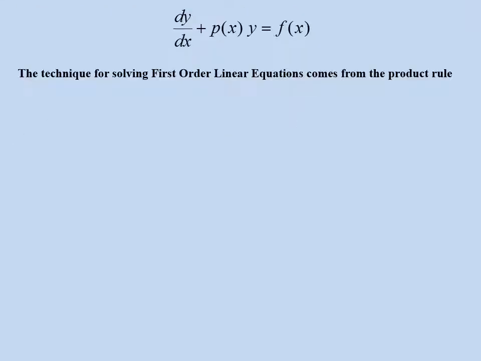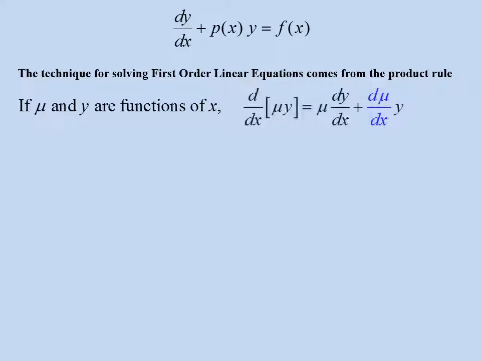Now this is not a proof, but an explanation for the technique that we use for solving these first order linear equations. Now as you can see here, it comes from the product rule. Now I'm going to create this new function that I'm calling by the Greek letter mu, because that's what your textbook author uses. And according to the product rule, the derivative of some function mu and some function y comes out to be what you see over here.